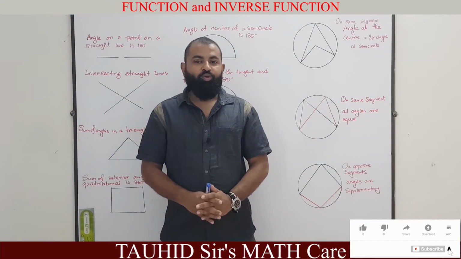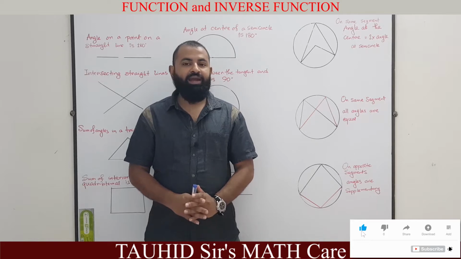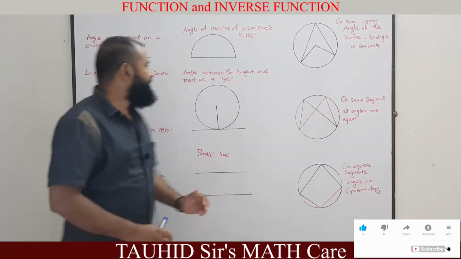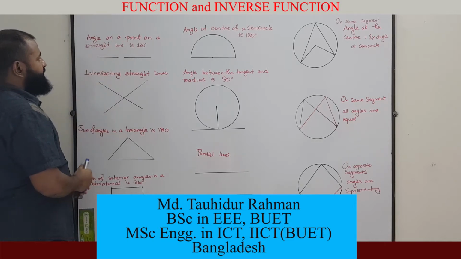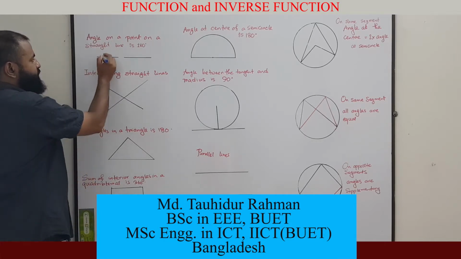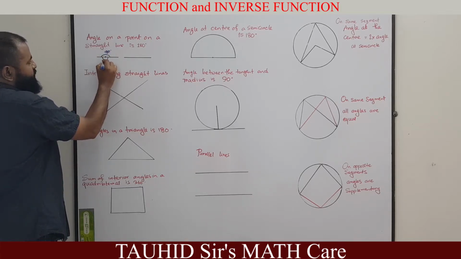Now we will learn about angles, and we will discuss various types of angles and their properties. We will begin with the angle on a straight line. The angle at a point on a straight line is always 180 degrees. Suppose we consider a point here. This angle is 180 degrees and this angle is also 180 degrees.